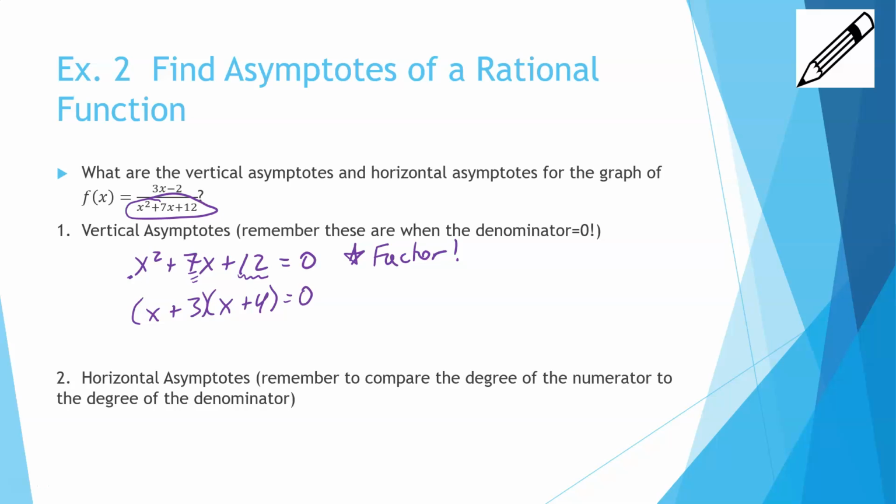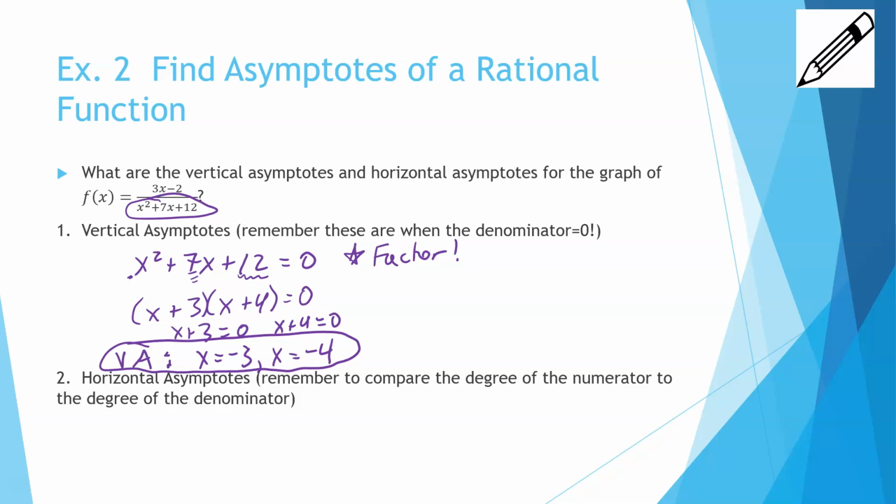Once I have it factored, I set each factor equal to 0. x + 3 equals 0, x + 4 equals 0. I solve. I get x equals negative 3, x equals negative 4. This situation actually has two vertical asymptotes, one at x equals negative 3, one at x equals negative 4.